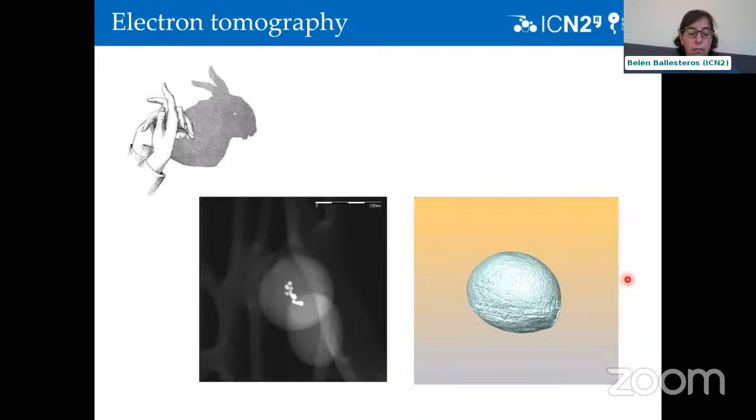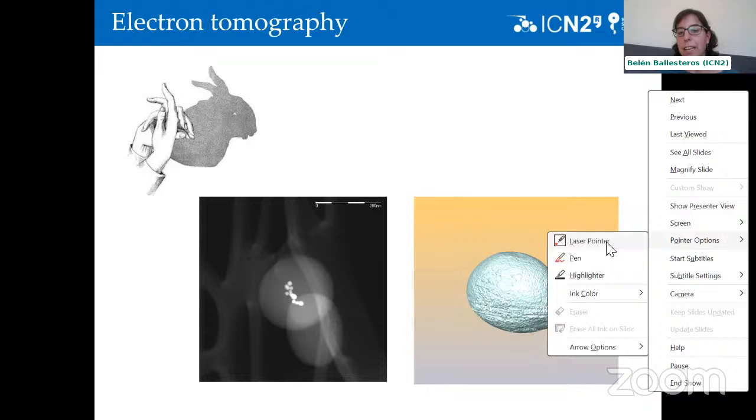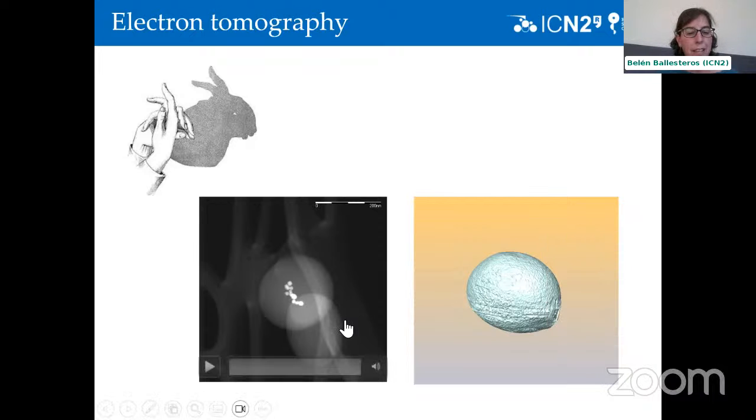So just to finish, I will tell you a bit about electron tomography. Electron tomography is helpful because, as I was telling you, in TEM we have a 2D projection of our sample, and this can be very misleading. Sometimes you can think that you have something encapsulated inside, but in fact it was on top of your sample, and you're just seeing a projection.